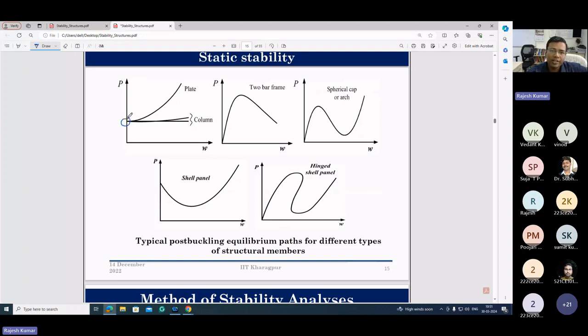This point is a bifurcation point, but you see the column. The column is now almost buckled. Once it buckles, it doesn't have reserve strength. That post-buckling analysis is not important for the columns. But for the plate, which has reserve strength, post-buckling equilibrium is important.